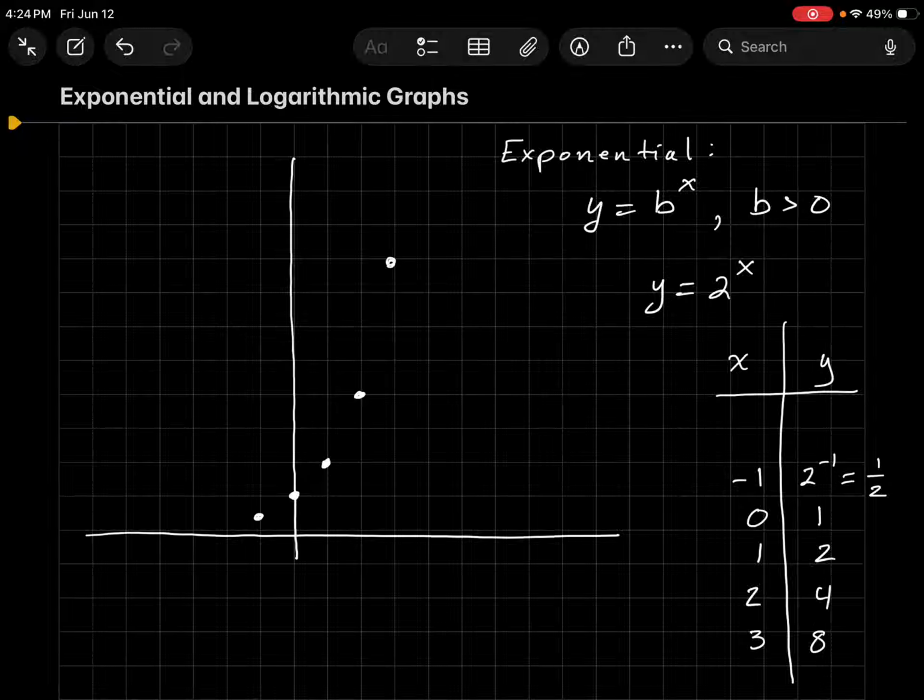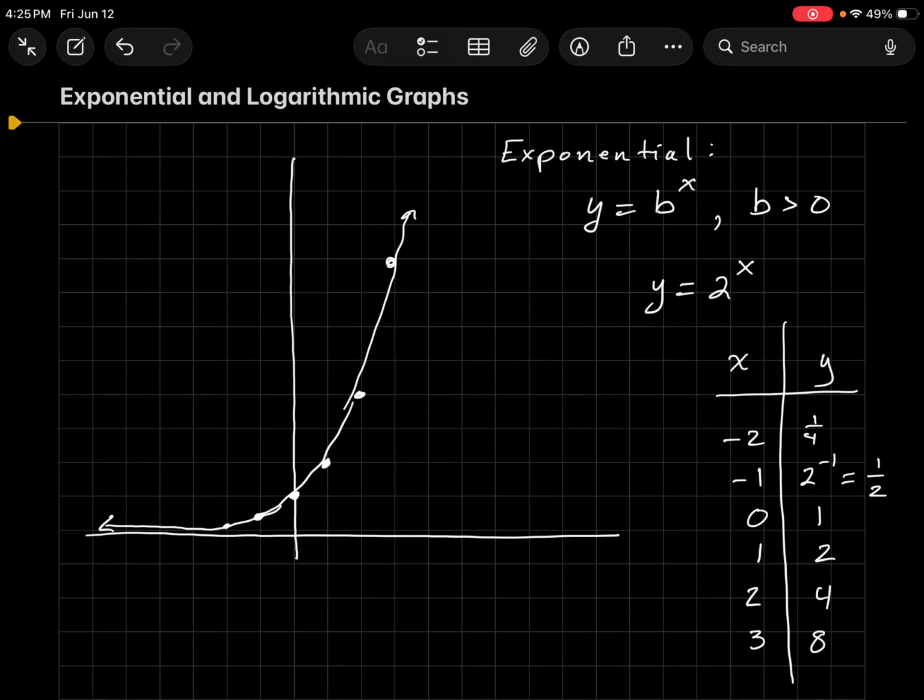But this should make sense, because if I'm doubling when I'm increasing by 1, then I should be cut in half when I decrease by 1. And notice that as x gets very large negative, y never equals 0. It gets really close to 0, but it never equals 0. Now this is the basic shape of an increasing exponential function. Sometimes we say exponential growth.